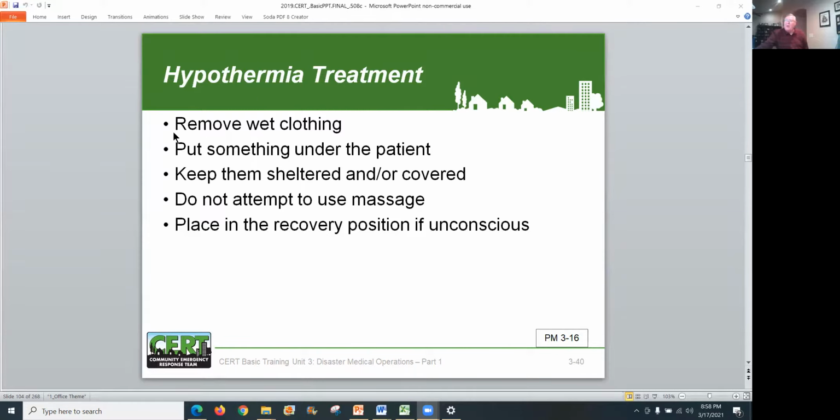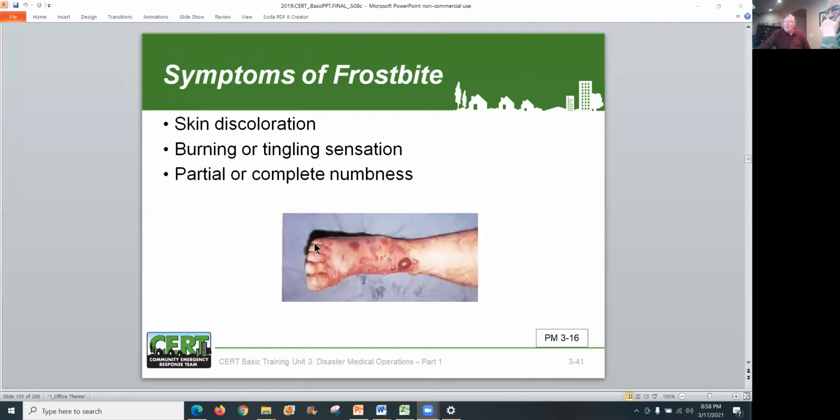Remove wet clothing, put something under the patient to keep them warm, like a paper or a ground pad. If you're out hiking or in the house, you can put them somewhere that's carpeted, or on a bed, something that keeps them between a cold surface and their body. Keep them sheltered and covered. You can throw a blanket over them, keep them out of the wind. Even those Mylar blankets help. Don't massage the areas, because you can push too hard and push the wrong way, and you can cause other damage. Place them in the recovery position if they're unconscious. We'll show you how to do that better later.